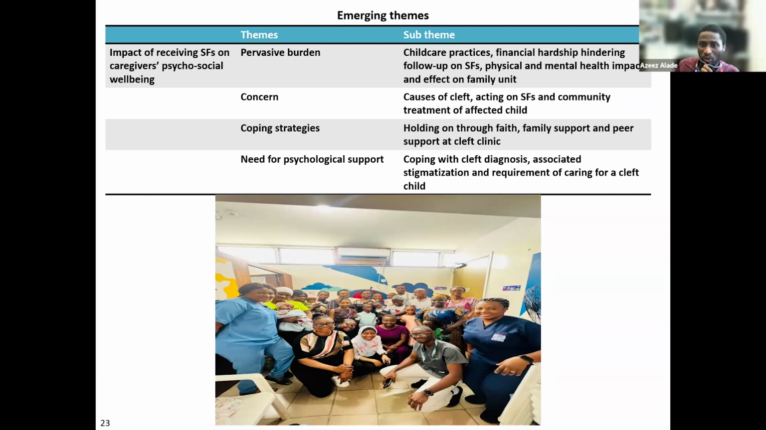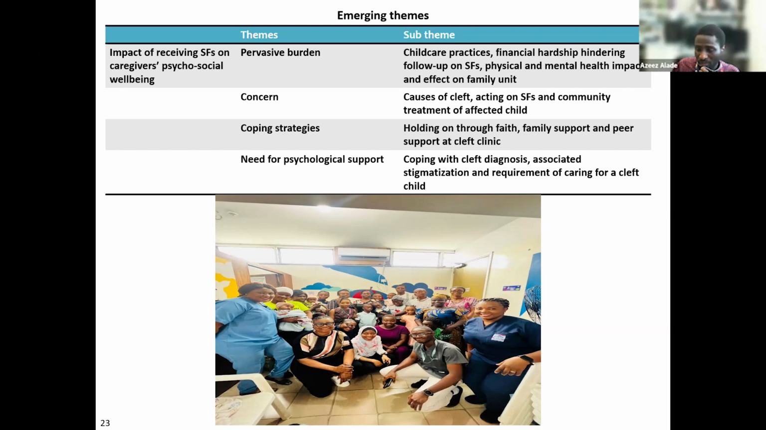One that I would want to point to is the coping strategy. You would see that a lot of them say that one of the ways they were able to cope is to hold on to their faith, and then family support, and then peer support at the cleft clinic, which is another thing we found interesting, because it means that seeing other people that had some of these conditions and seeing how they cope can also help the patients in coping.